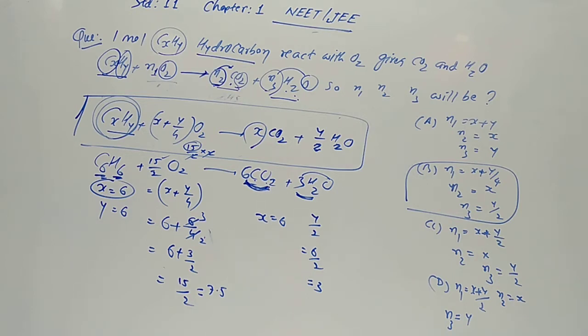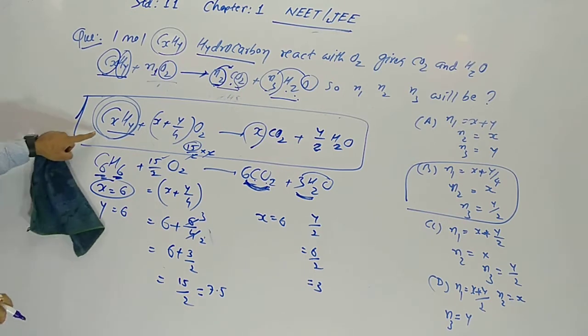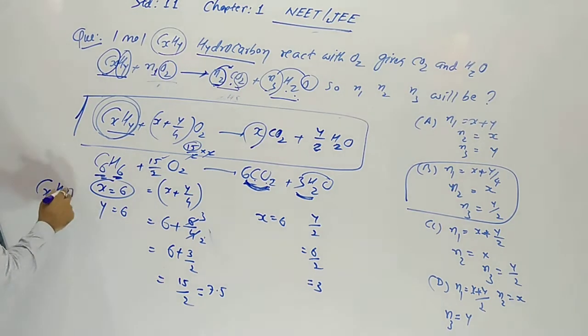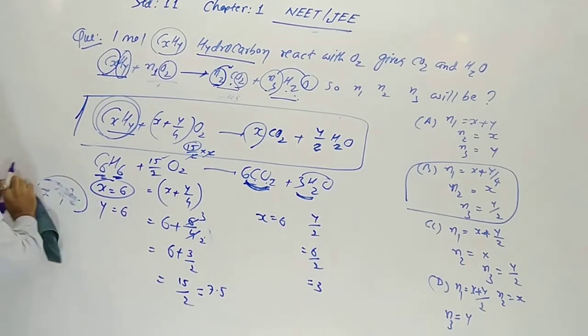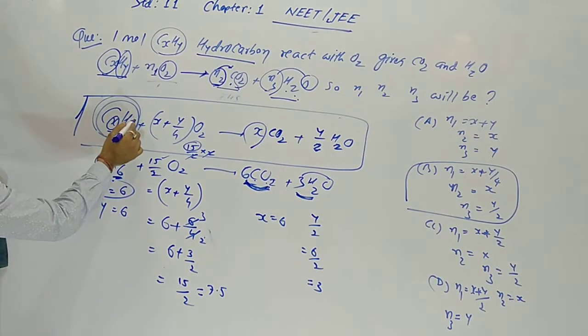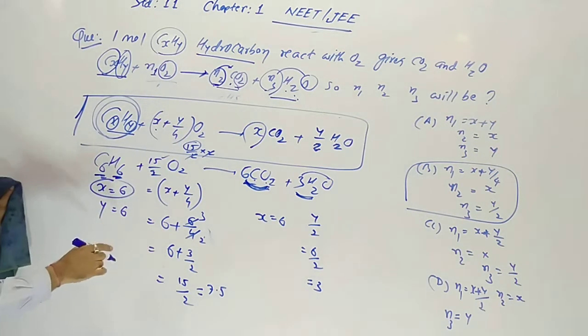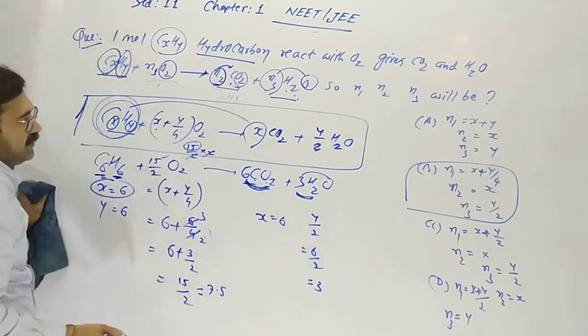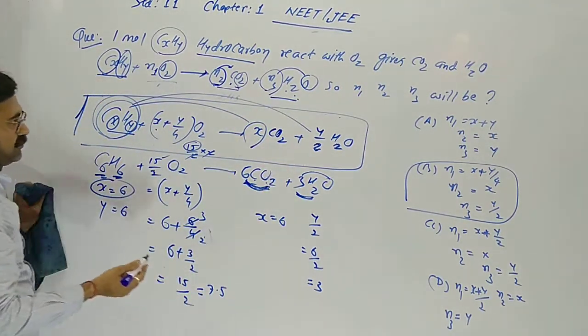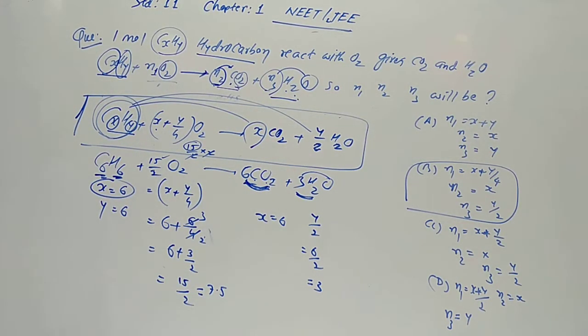When a hydrocarbon burns with oxygen and gives CO2 and H2O, the number of moles of oxygen is fixed. It must be a hydrocarbon; if the compound is like CxHyOz, then the formula changes. With number of carbon X and number of hydrogen Y, X plus Y by 4 mole of O2 is consumed, X mole of CO2 is produced and Y by 2 mole of water is produced. This is our trick to solve this type of question.